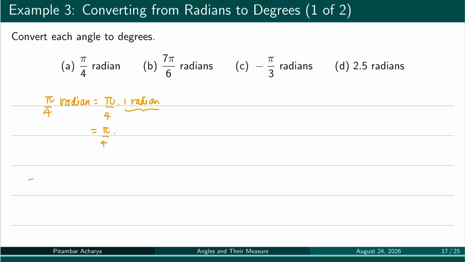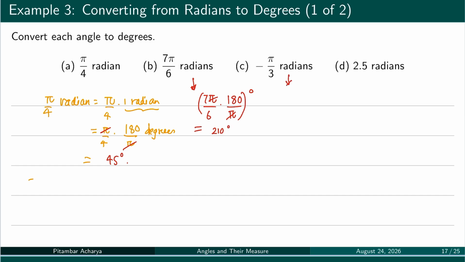So convert 1 radian to degree. It will be equal to 180 over pi degree. We can cancel this pi, and then the value will be 45 degree. Similarly, 7 pi over 6 multiplied by 180 over pi degree. This cancels out, so the value will be 210 degree.